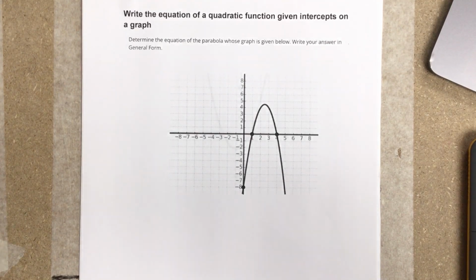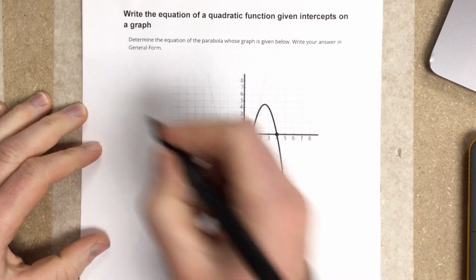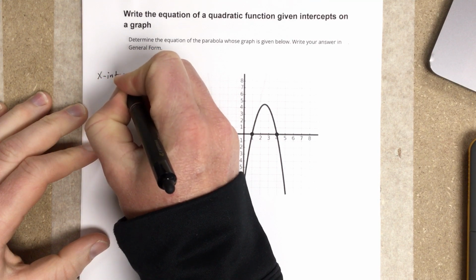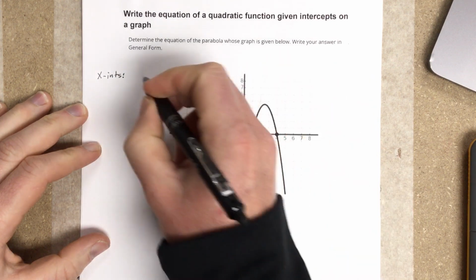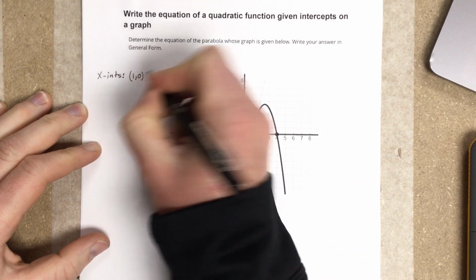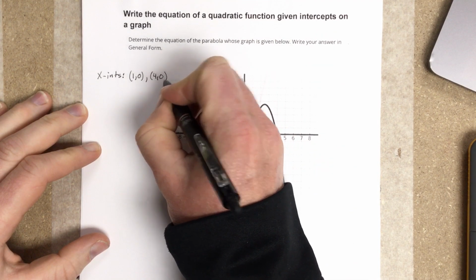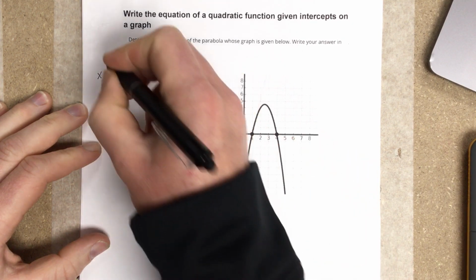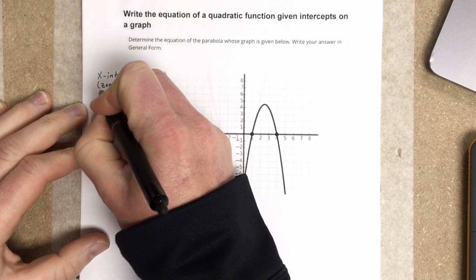In this video, we're going to write the equation of a quadratic function given intercepts on a graph. So let's write down what our intercepts are. We have our x-intercepts, which are (-1, 0) and (4, 0). And these are called zeros for the quadratic, so these are also known as zeros. Or we could call them the solutions.